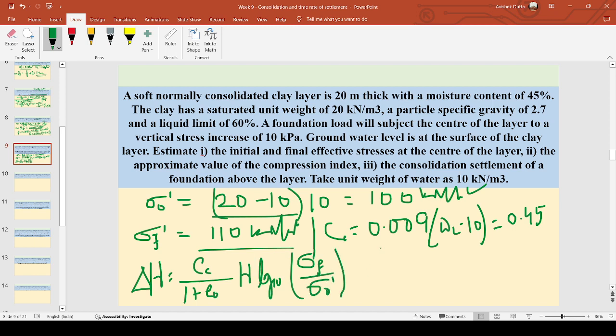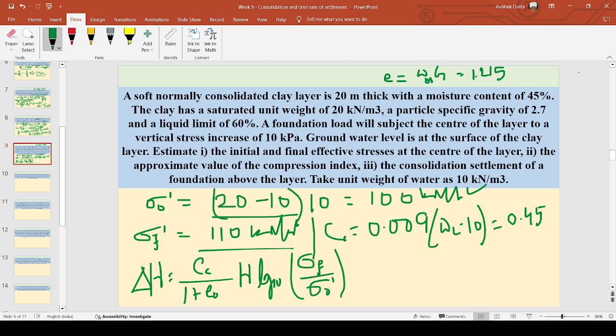Now the question is how to find E0. What is the formula? E0 equals W G divided by S. It is saturated, so S equals 1. It will be W sat, the saturated moisture content, times G. You will get around 1.215. G is 2.7, and the moisture content is 45%.